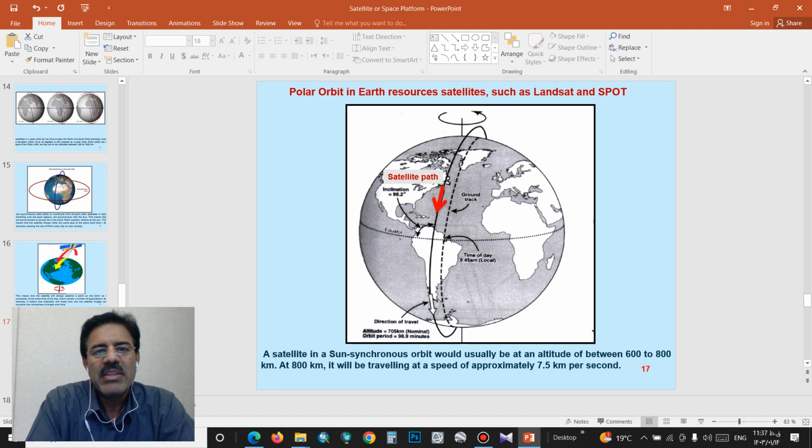This slide is showing polar orbit in Earth resources satellites, such as Landsat and Spot. A satellite in a sun-synchronous orbit would usually be at an altitude of between 600 to 800 kilometers. At 800 kilometers, it will be traveling at a speed of approximately 7.5 kilometers per second.